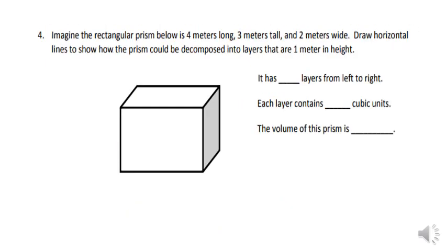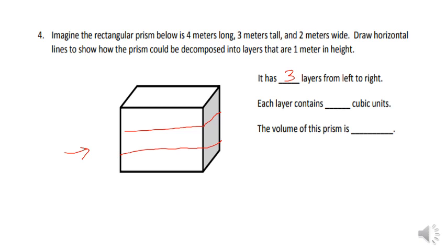4. Imagine a rectangular prism below is 4 meters long, 3 meters tall, and 2 meters wide. Draw horizontal lines to show how the prism could be decomposed into layers that are 1 meter in height. Okay, it says horizontal, so that means going this way. And it says that it is 3 meters tall. So 3 meters tall means I'm going to split this into 3. And that means it has 3 layers from left to right.